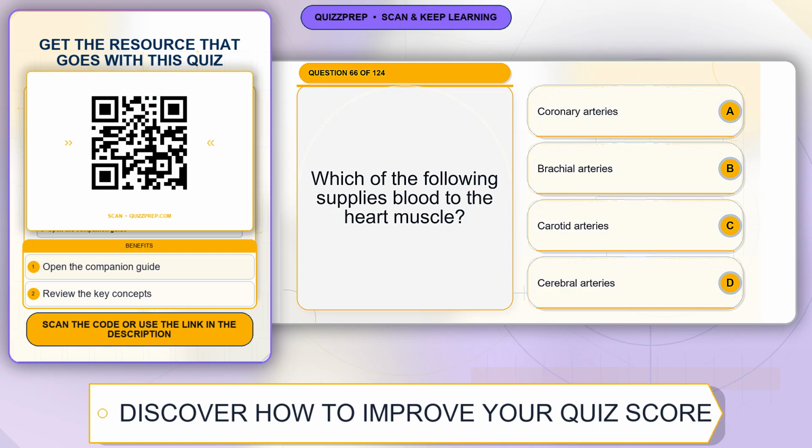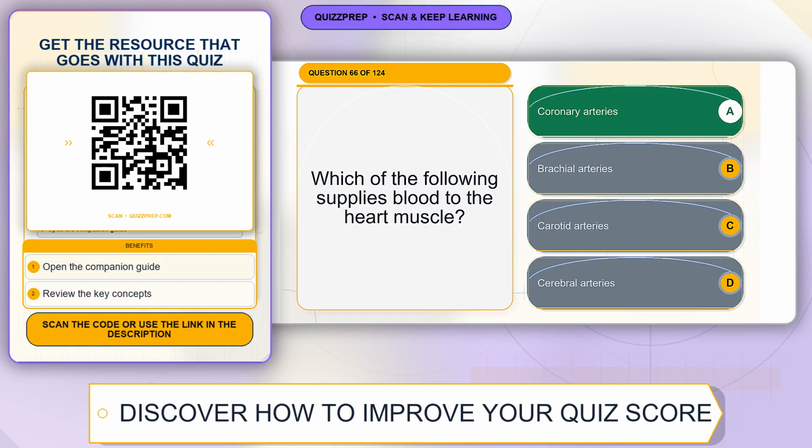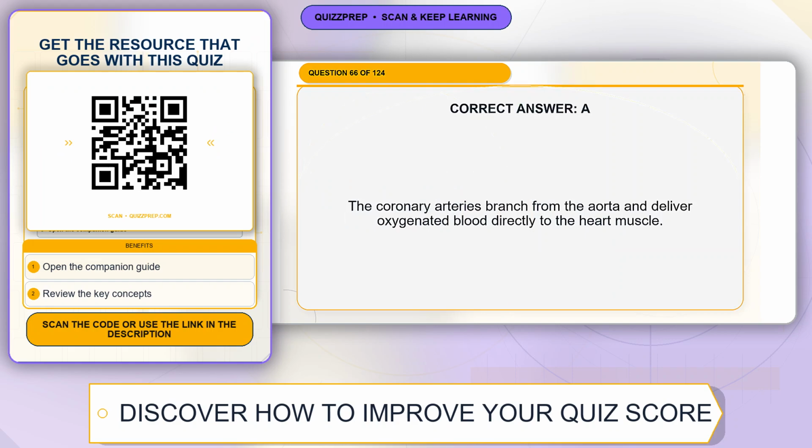Question 66. Which of the following supplies blood to the heart muscle? Option A, coronary arteries. Option B, brachial arteries. Option C, carotid arteries. Option D, cerebral arteries. The correct answer is option A, coronary arteries. Explanation. The coronary arteries branch from the aorta and deliver oxygenated blood directly to the heart muscle.